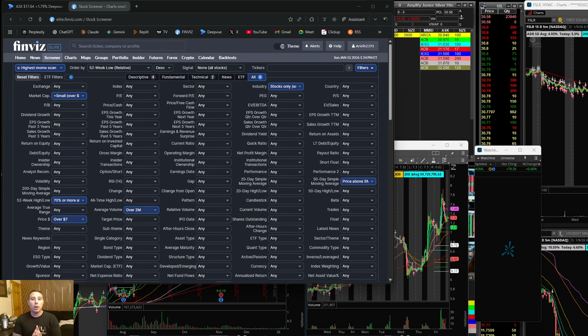I just wanted to go over the process, some of the screens that I look at, whether it be Finviz, probably one of my favorite tools. Deep View is another really good one. I do have some scans built into Thinkorswim.